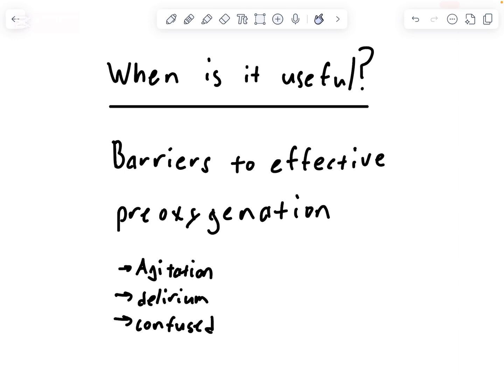And you don't want to attempt RSI in a patient who's satting at 85% without pre-oxygenating them, because they have a very high chance of decompensating or going into cardiac arrest during the intubation attempt, right? So it's going to be useful in those patients that have barriers to effective pre-oxygenation.